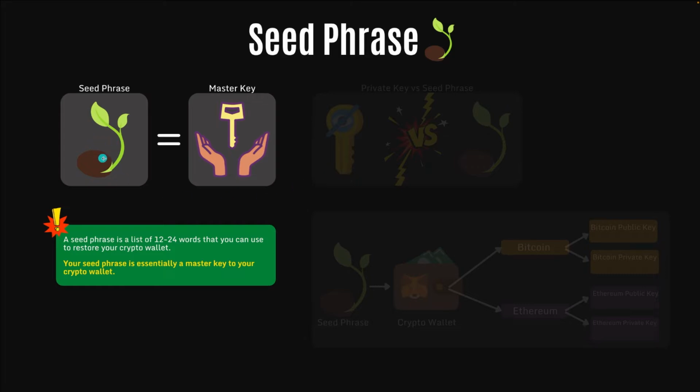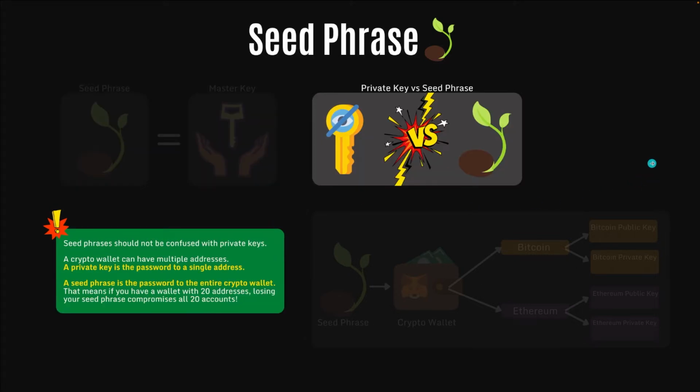So, a seed phrase is like the master key of your crypto wallet. The seed phrase is 12 to 24 words that you can use to restore your crypto wallet. It is the most important thing for your crypto wallet. Don't ever lose this.